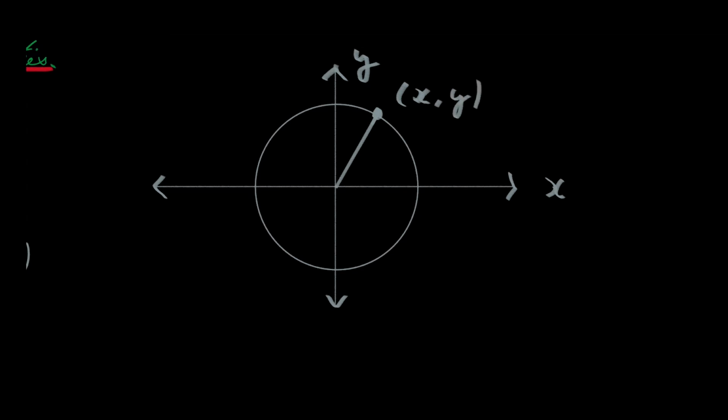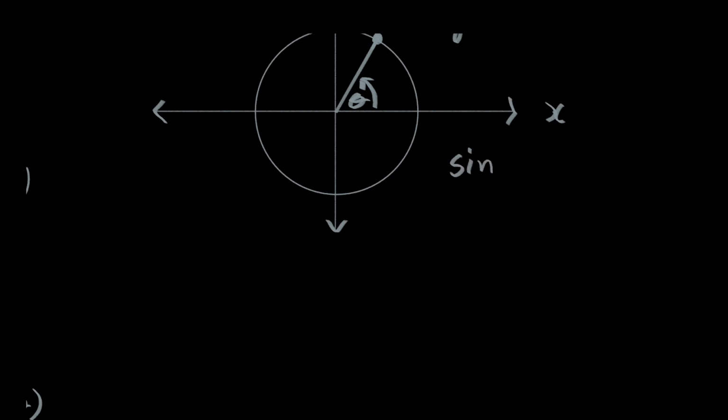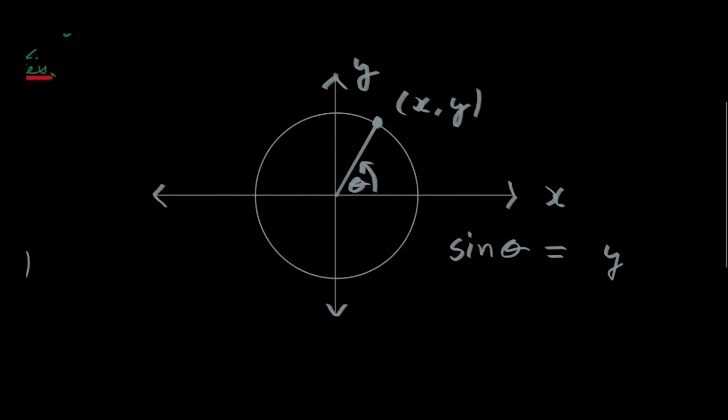If we take a point on the circumference of the unit circle and draw a line from the origin to it, it's going to have some coordinates with x and y components. Now, recalling our unit circle definition for sine of theta, where theta is the angle between the line from the origin to that point on the circumference and the positive x-axis, we know that sine of theta is just going to be y. So let's write that down. Sine of theta equals y.